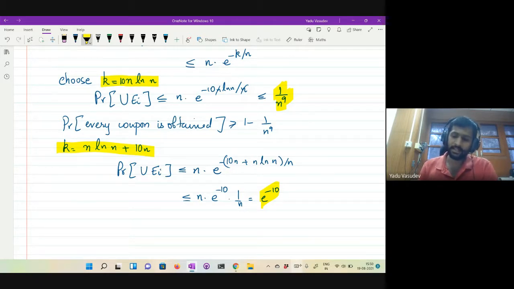But instead, if you take 10 n ln n, which is much larger than the expectation, then you get a slightly better bound. So even though your expectation is n ln n plus theta n, the probability that you only have to buy so many boxes before you see all coupons is not very high. The probability of success is something like 1 minus e to the minus 10. So while this bound tells you that you only need to buy something close to the expectation, the confidence with which you can say it is not very high. It is only constant confidence.